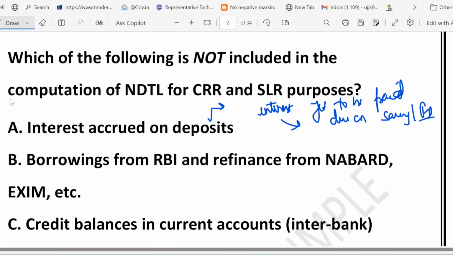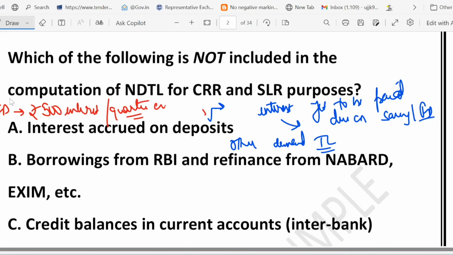as other demand and time liability. Yes, in the section other demand and time liability, other DTL, this particular interest accrued is included, right? Please remember, let me give you one example to make it more clear. For example, suppose your FD earns rupees 500 interest by quarter end. So the bank has to pay you, so it is recorded as a kind of liability.